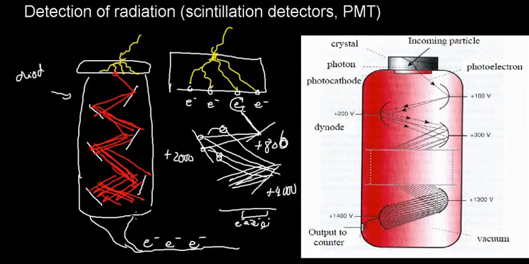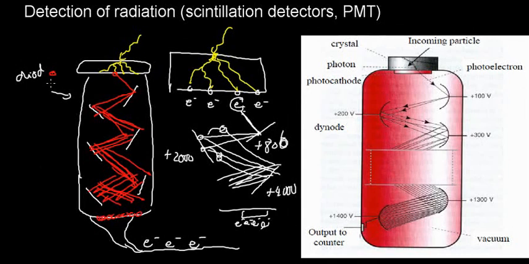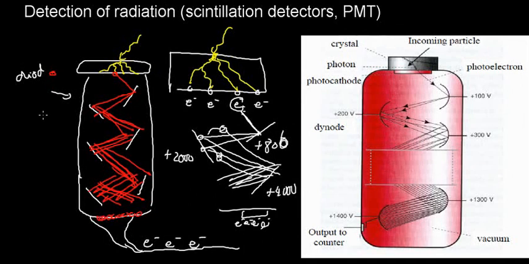And at this point, I have a bunch of electrons that now I can really read as current, because first I had one electron. That's not really a reading. That's not enough for our instruments. We need to really find a way to multiply.